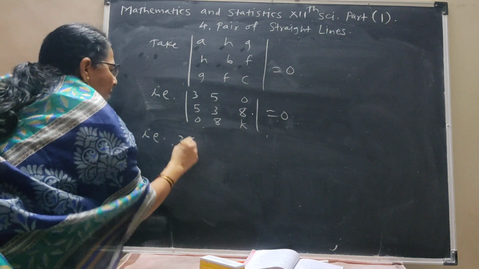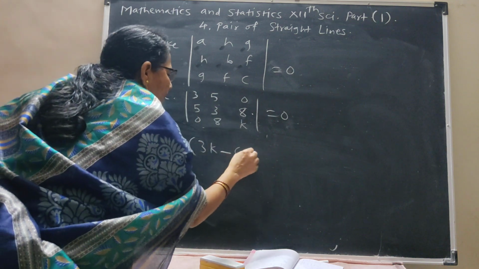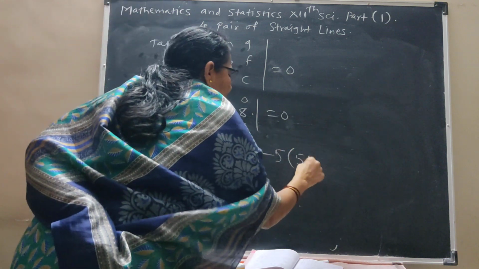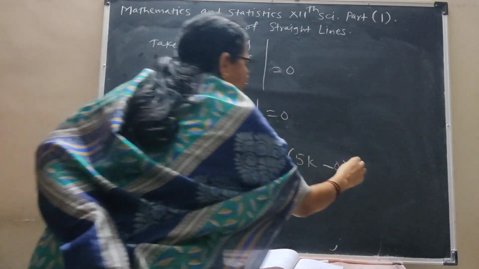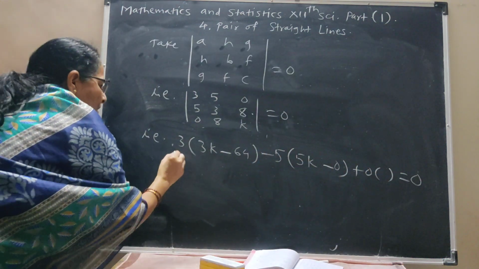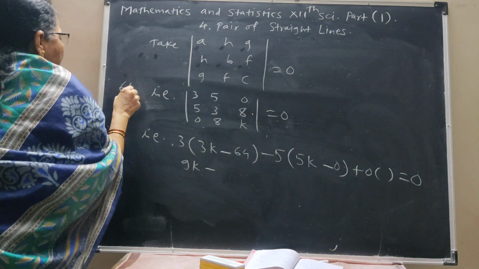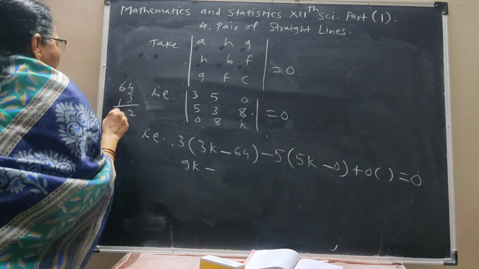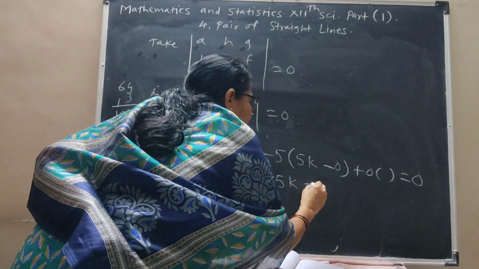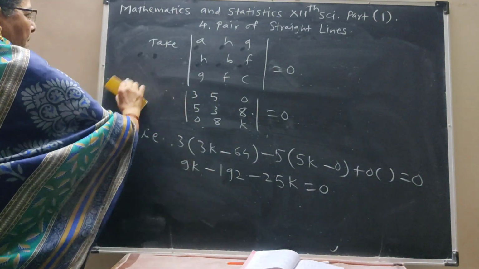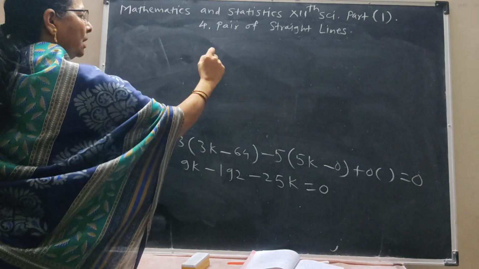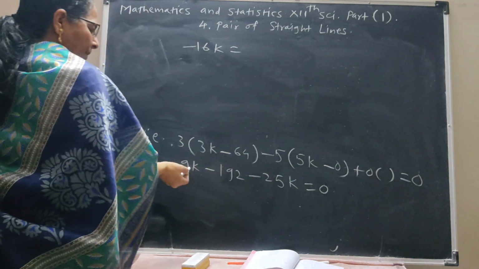Now solve this determinant. That is 3 into the product 3k minus 64, minus 5 into the product 5k minus 0, plus 0, and whatever term may be, finally it is 0, so take 0. Then next is 9k minus 64 into 3, now this is minus 5, so minus 25k is equal to 0. Next is minus 25k plus 9k, which is minus 16k.